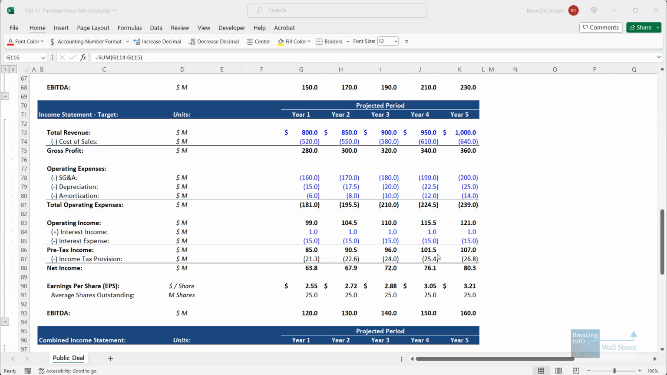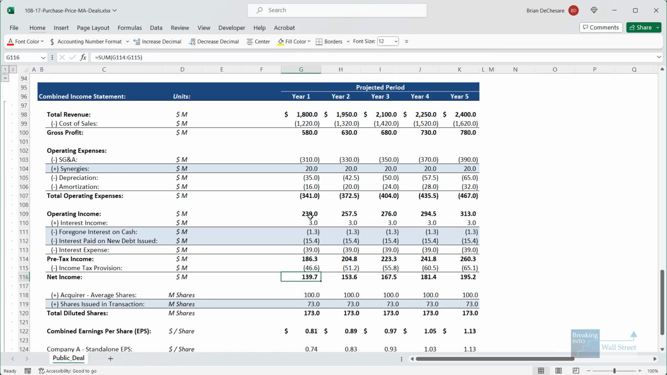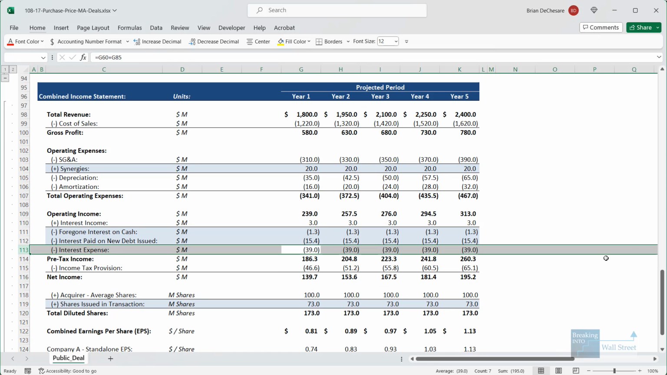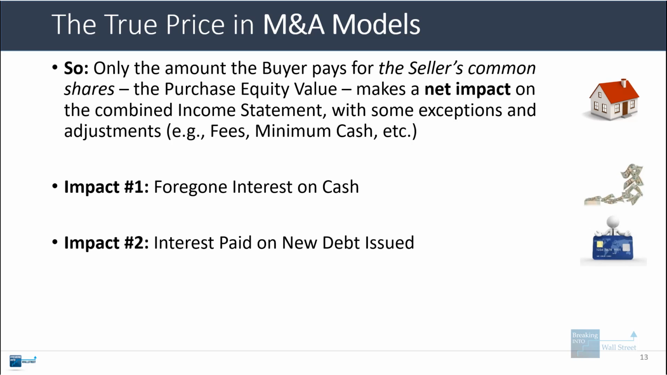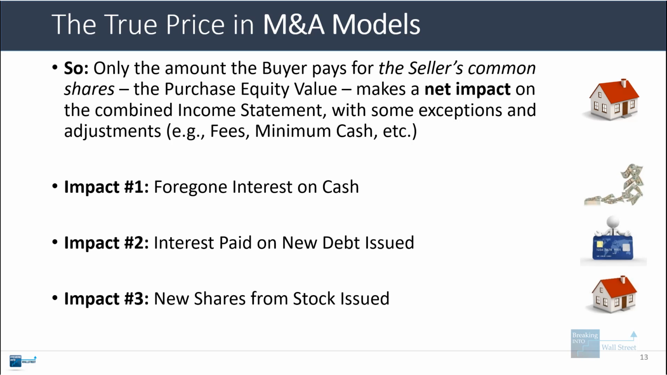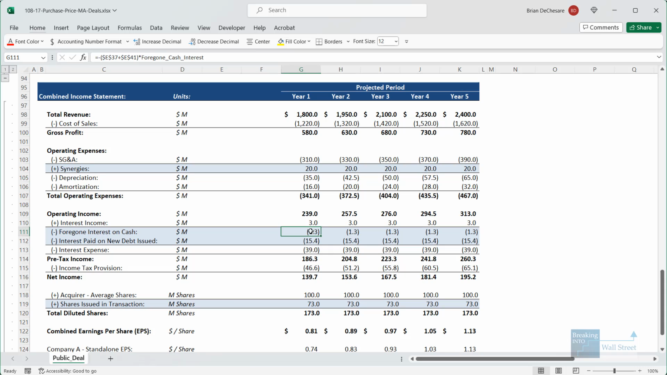So nothing here is actually going to affect the $3 million in interest income and the $39 million in interest expense. Only the amount that the buyer pays for the seller's common shares, the purchase equity value, makes a net impact on the combined income statement. That's the only one that will actually change it over what it would be if you just combined the buyer and seller's statements without any adjustments. So there will be a foregone interest on cash, interest paid on new debt issued, and new shares from stock issued, and you can see all of them right here.